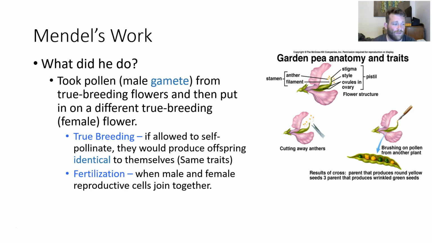When the fertilization event happened, the male and female reproductive cells came from the same individual, which plants can totally do. They're totally okay with it. That kept the trait relatively consistent, and he would eventually see lines of plants that only exhibited one example of a different trait. I'll get to that in a little bit.